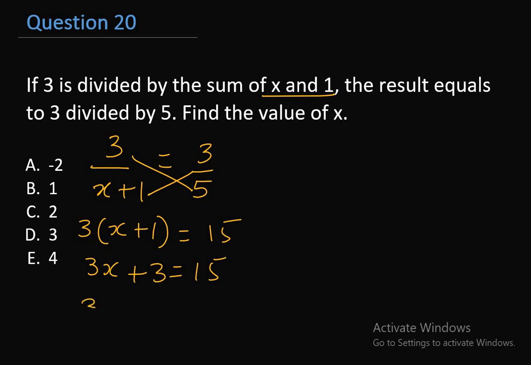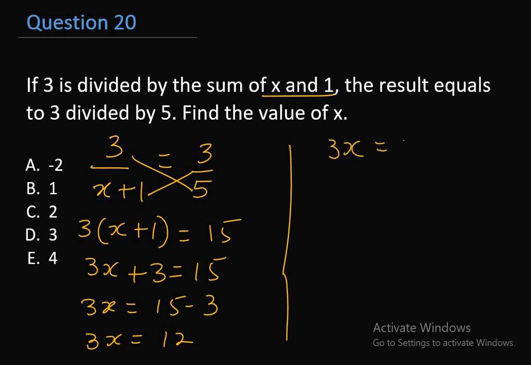Collect like terms. 3x, move plus 3 to the right hand side to give me 15 minus 3. 3x will give me 15 minus 3 is 12. Here we have 3x equal to 12. Divide both sides by 3. 3 here 1, 3 here 1, 3 into 12, 4. So the value of x is simply 4.